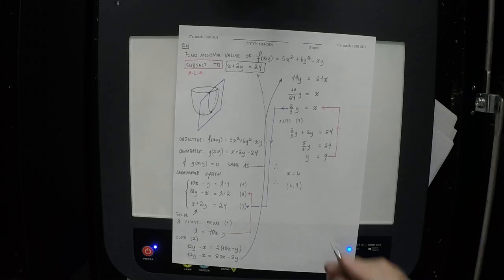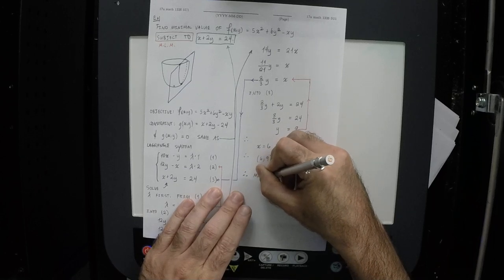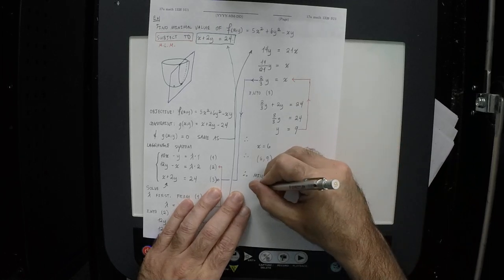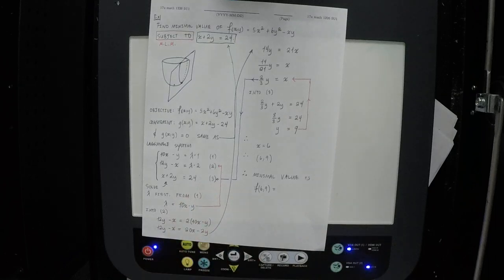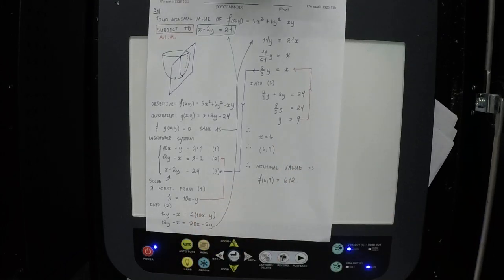So we can make our conclusion now and say, therefore, the minimal value is f of input 6, 9, and that gives us something. What is it? It is 5 times 6 squared plus 6 times 9 squared minus 6 times 9, 612. Okay, interesting. So that's the answer to the question.